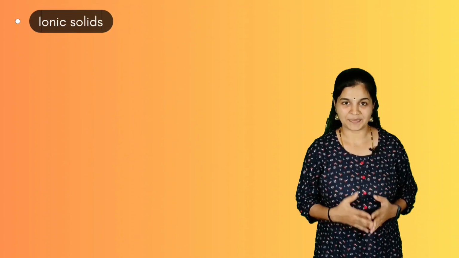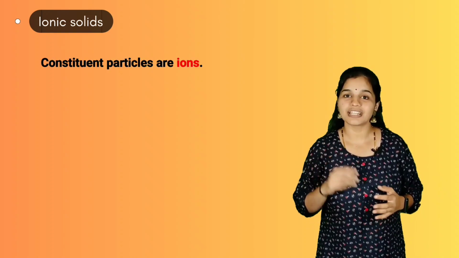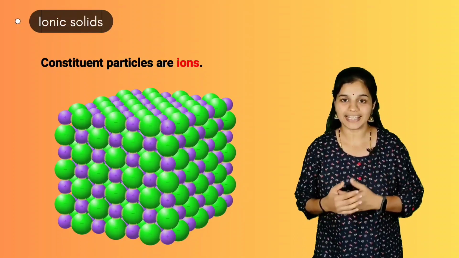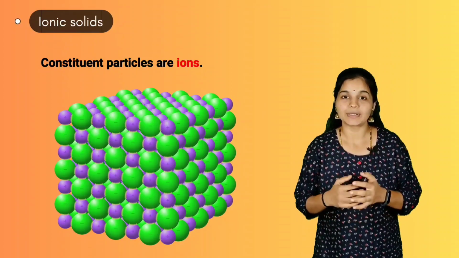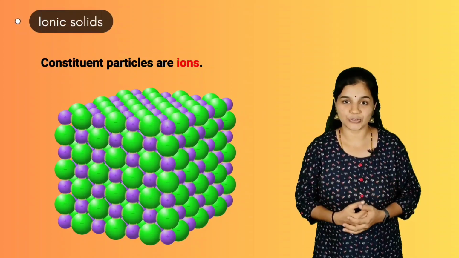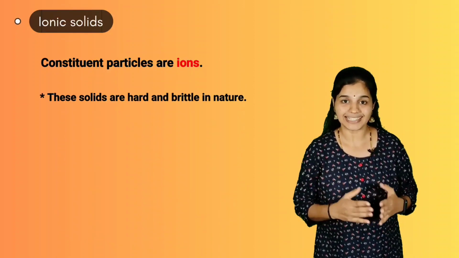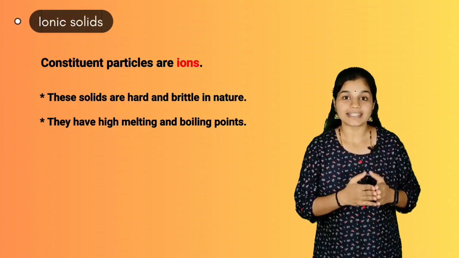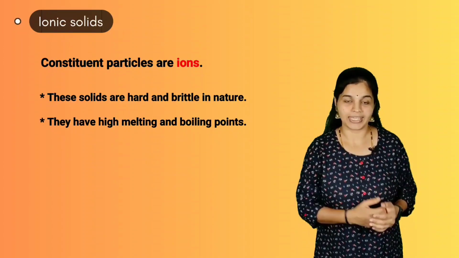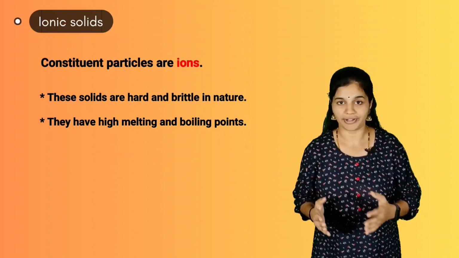As the name indicates, the constituent particles in ionic solids are ions. The solid is composed of a three-dimensional arrangement of cations and anions which are bound by strong Coulombic forces. The Coulombic forces are also known as electrostatic forces. These solids are hard and brittle in nature. They have high melting and boiling points. They are electrical insulators in the solid state, because in the solid state the ions are not free to move around.